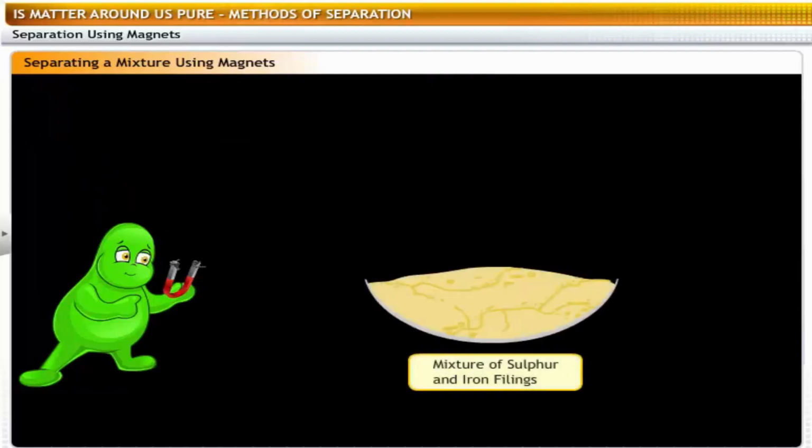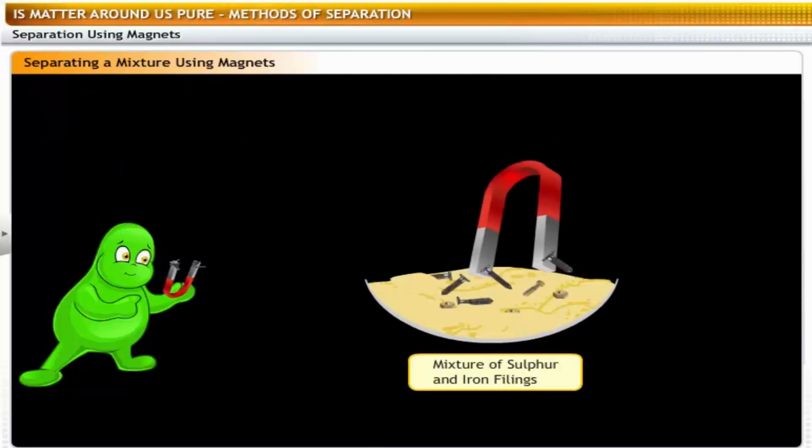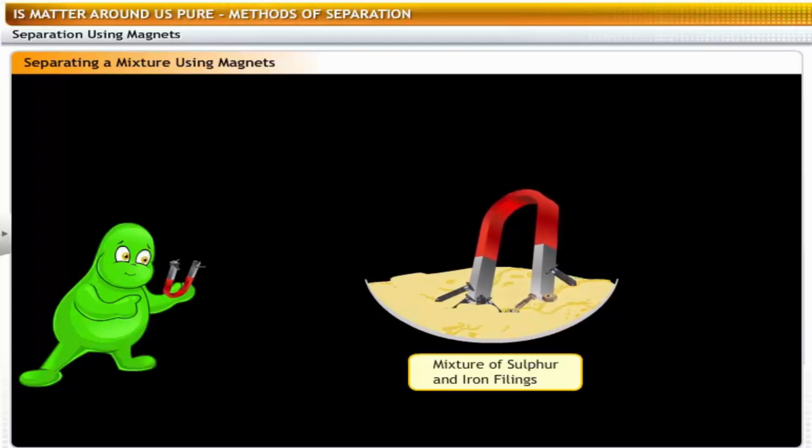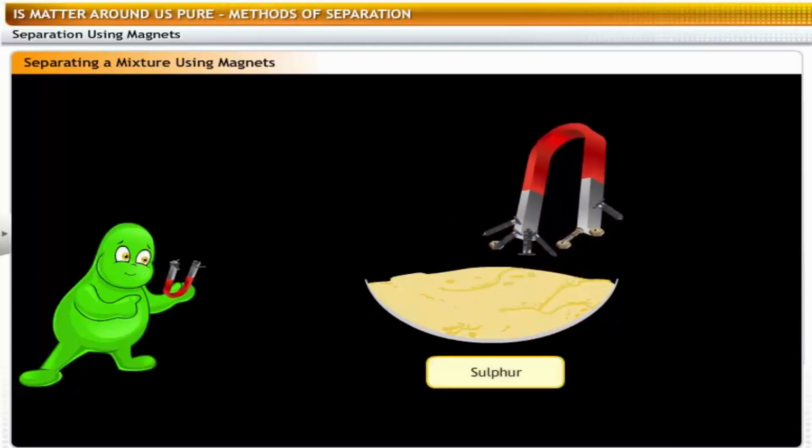You can separate a mixture of sulfur and iron filings by passing a magnet over it. The iron filings will get attracted to the magnet and will stick to it. You can use this method to separate a mixture in which one of the components is a magnetic material.